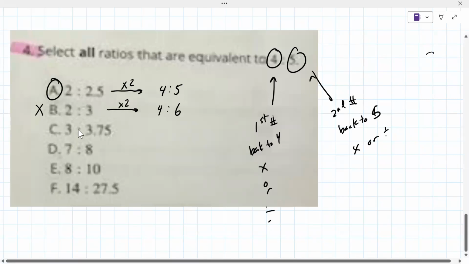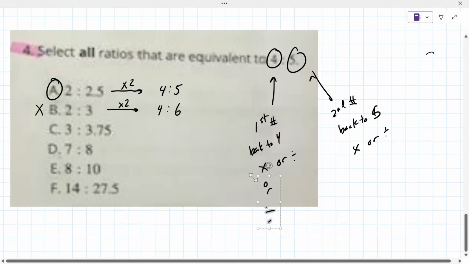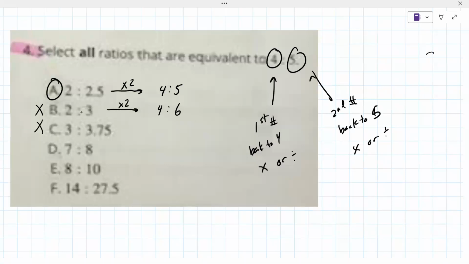C is a little bit more difficult, right? How do you go from 3 to 4? Well, you could add 1, but I said here it's either multiplication or division. You can't add or subtract. So that's out. So you look at the second number. Can you get 3.75 to 5? You can. It's just a little wonky. I don't know how much we should go into this one. This one probably is not correct.